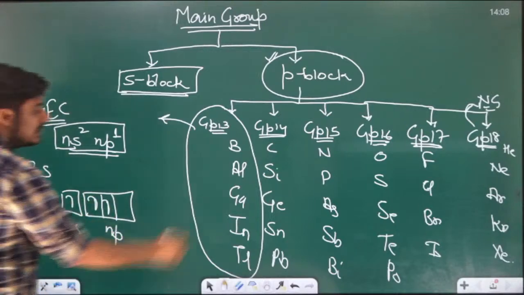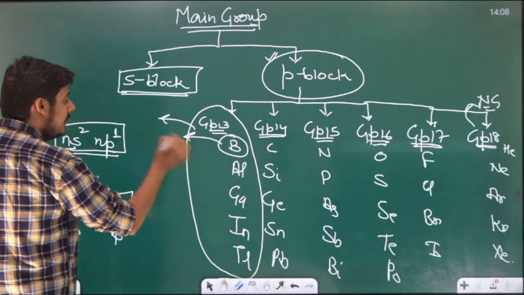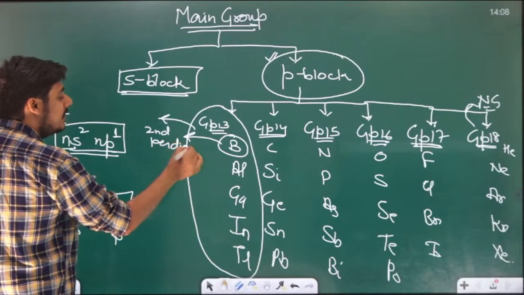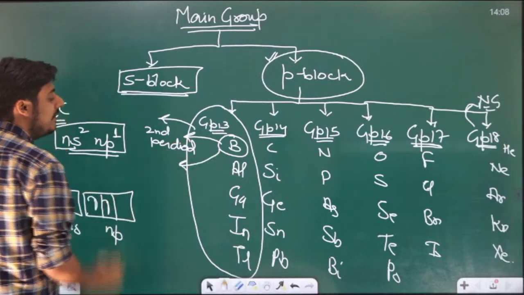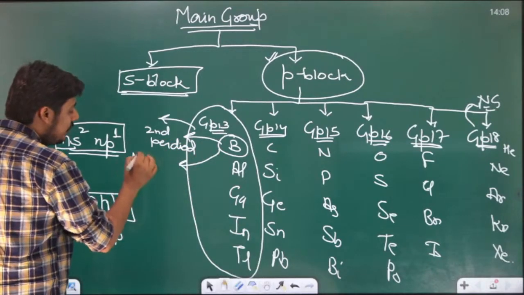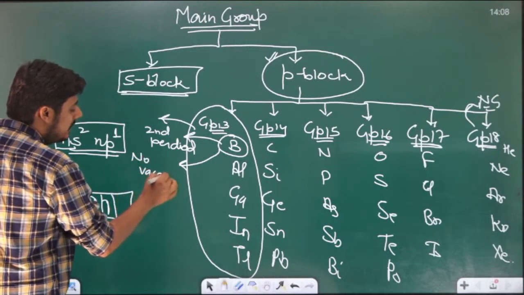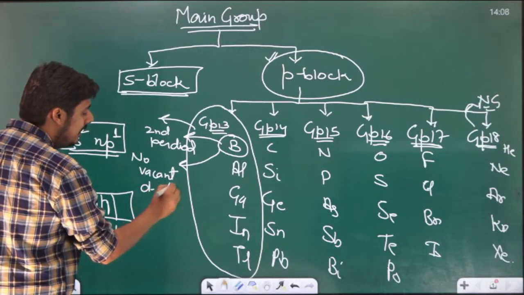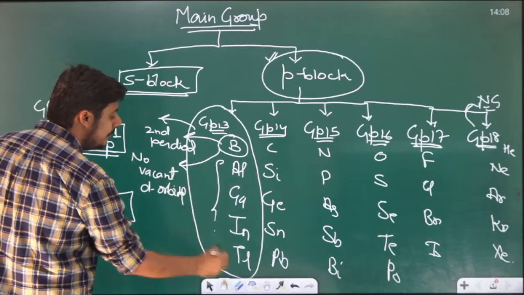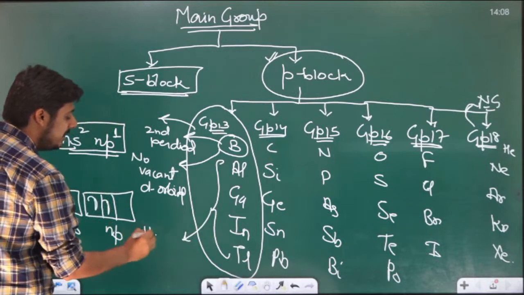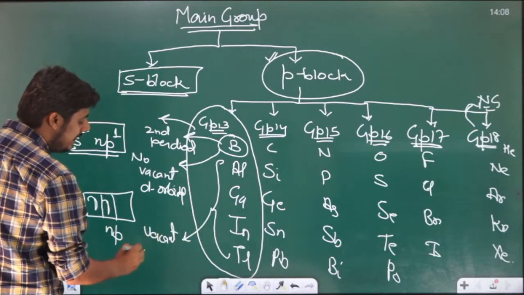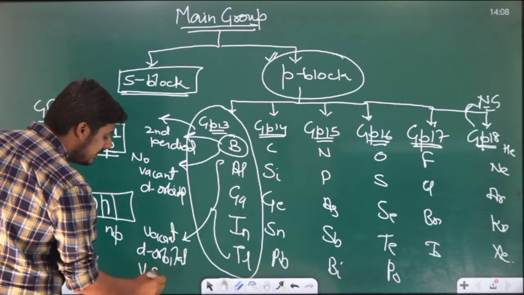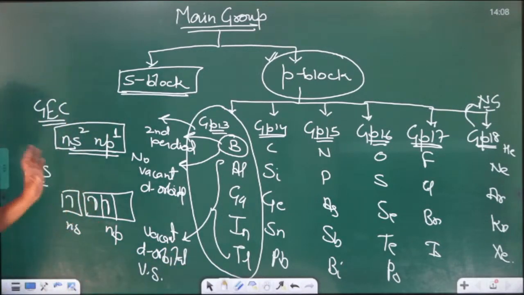Only boron is a second period element. Since it is a second period element, it is different from the rest in terms of not having a d orbital. There is no vacant d orbital in this particular element, whereas the rest of the elements of the group have vacant d orbitals in their valence shell. Is this much clear to you? This is very basic, I am discussing it right now.